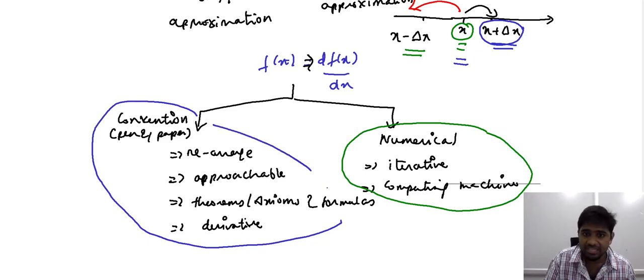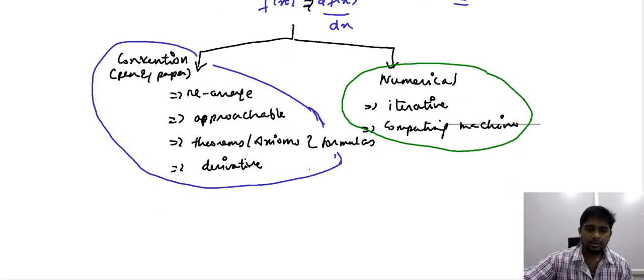The reason why we intend to spend more time on the numerical approximation is primarily because in material research, when compared to the conventional treatment, the numerical treatment plays a prominent role. So for that reason, more time will be spent. However, we will not be totally ignoring the conventional treatment.